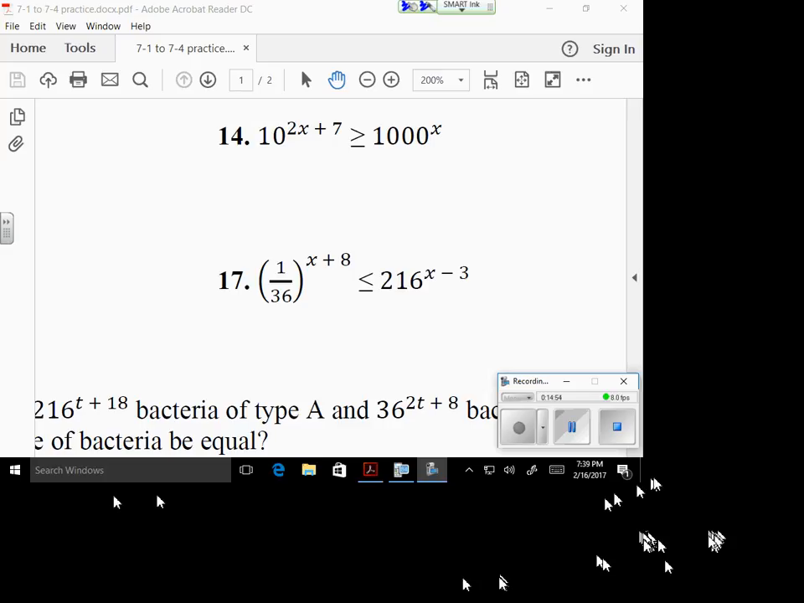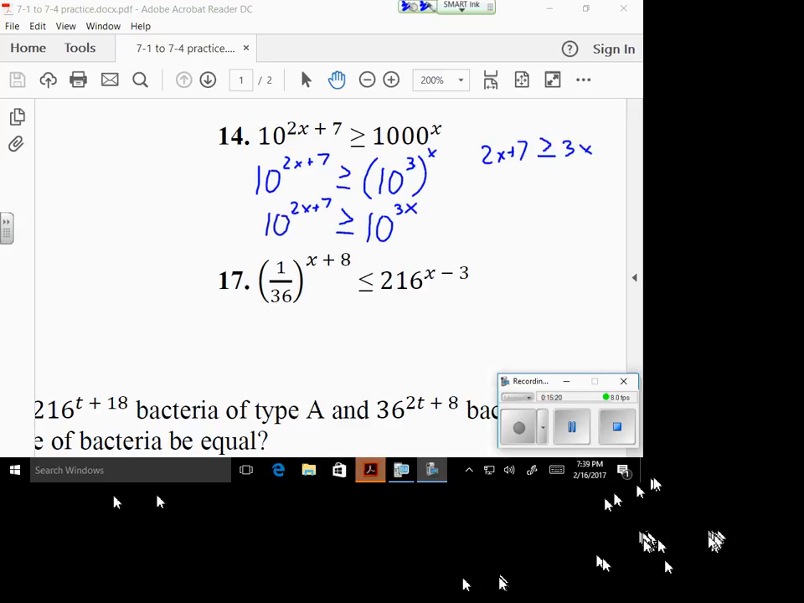For 14, 1,000 is 10 to the third. 10 to the third to the x. So here we have 10 to the 2x plus 7 is greater than 10 to the 3x. So that means 2x plus 7, when we drop the bases, is greater than or equal to 3x. I'm going to do it a little bit different. I'm going to take the x to the right, minus 2x, so I can do this in one step. 7 is greater than or equal to x, or x less than or equal to 7.